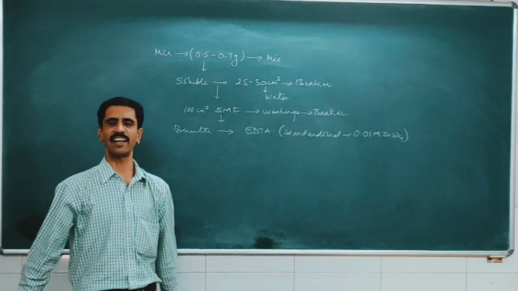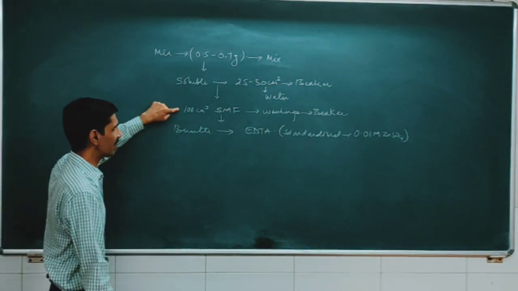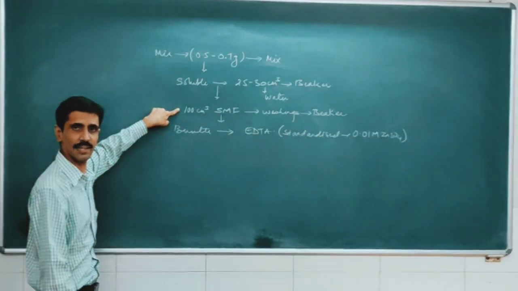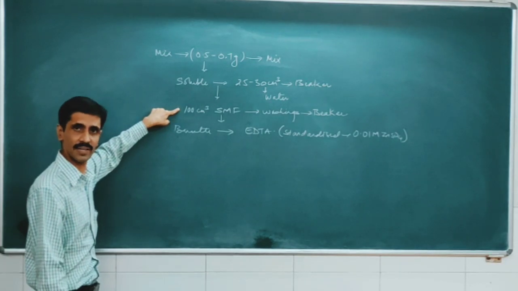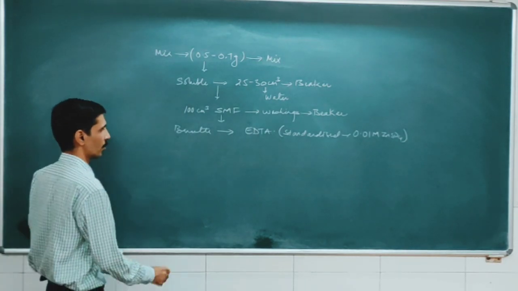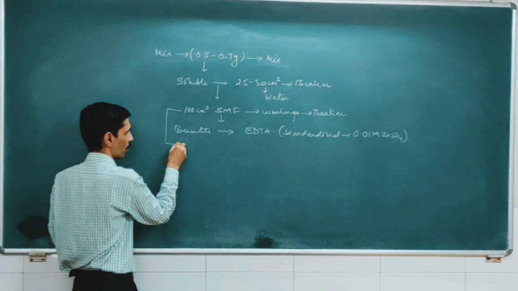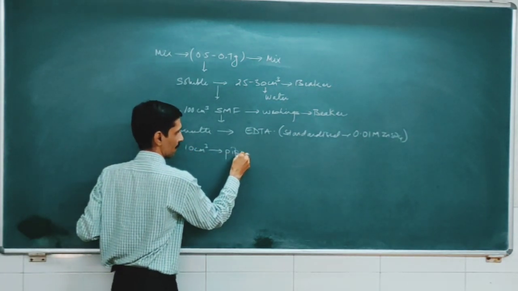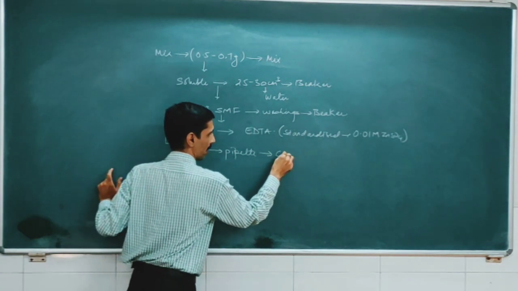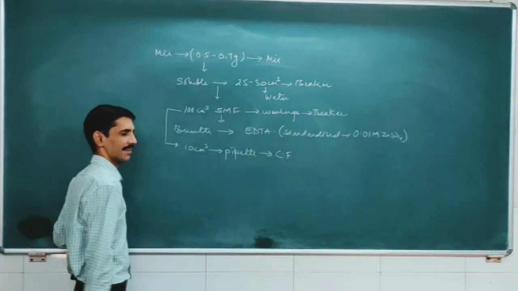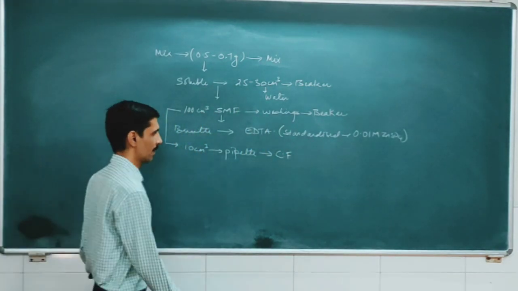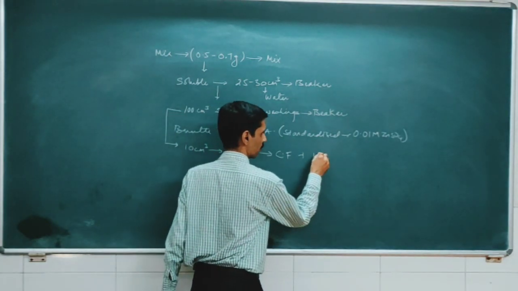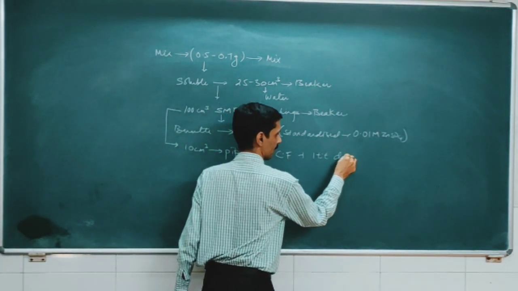Right. Next part. We have the standard measuring flask containing the solution of nickel. It is 100 cm cube. From this, you are going to pipette out 10 cm cube into a conical flask, CF. Add to it around one test tube of distilled water.